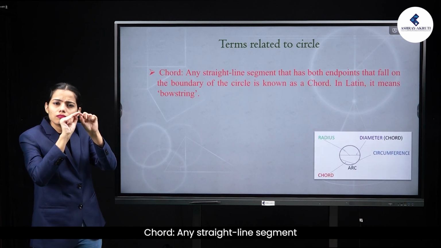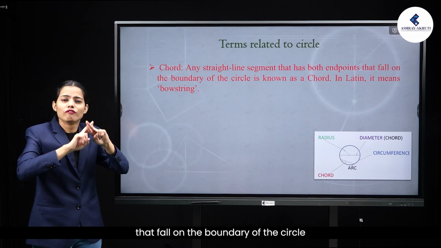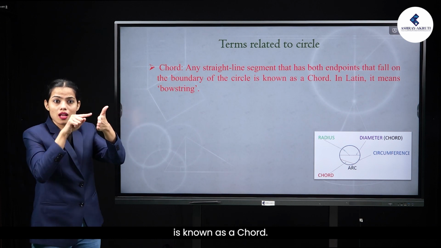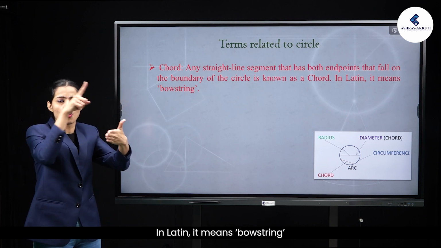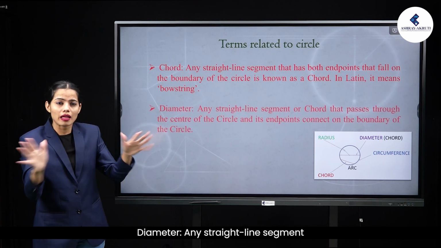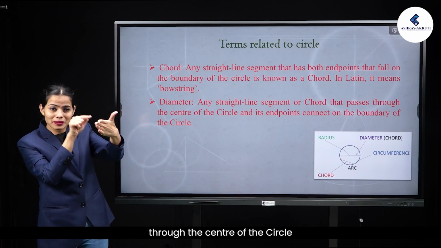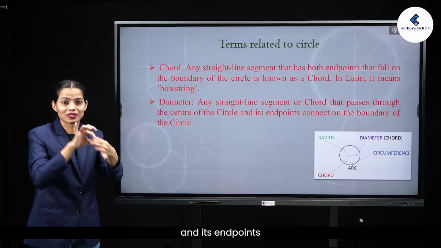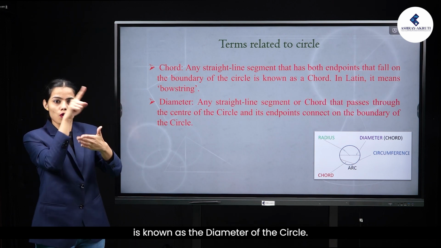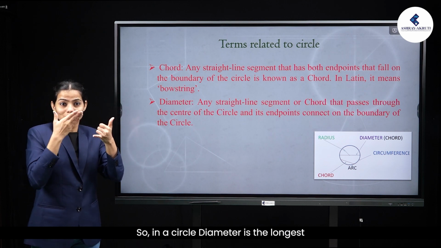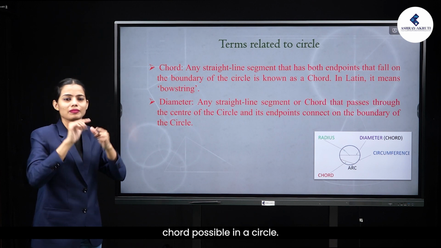Chord. Any straight line segment that has both endpoints that fall on the boundary of the circle is known as a chord. In Latin, it means bowstring. Diameter, any straight line segment or chord that passes through the center of the circle and whose endpoints connect on the boundary of the circle is known as the diameter of the circle. So, in a circle, the diameter is the longest chord possible.